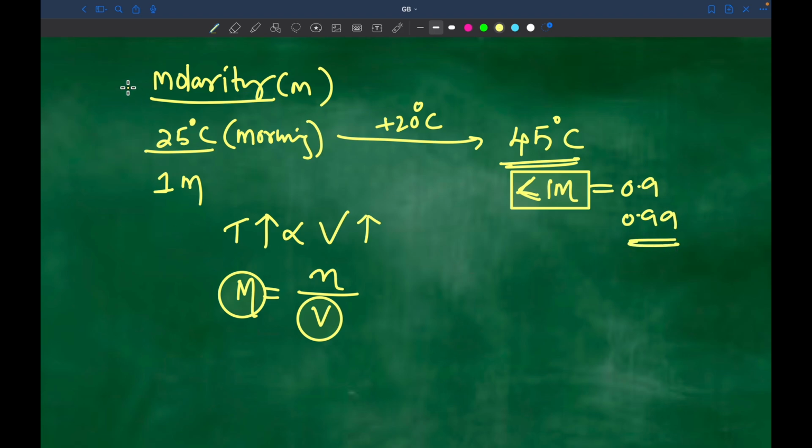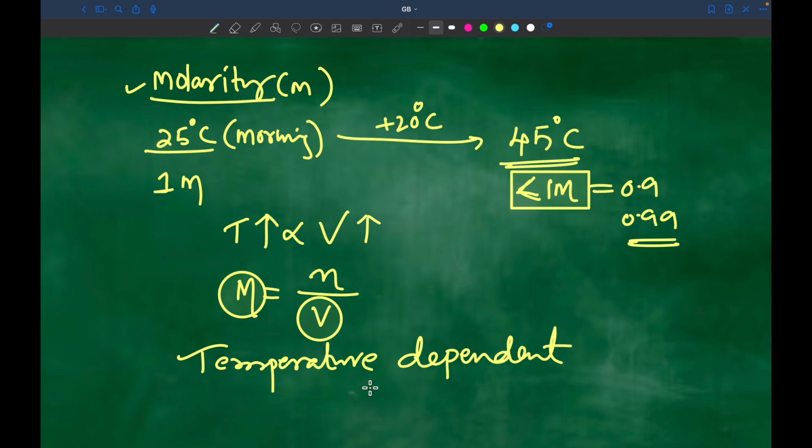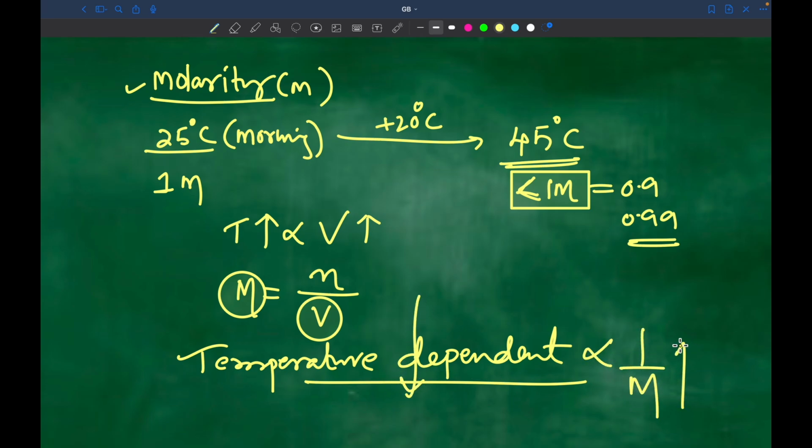So this is why molarity is considered temperature dependent. And how is it temperature dependent? Inversely related. If temperature decreases, molarity increases. If temperature increases, it decreases.